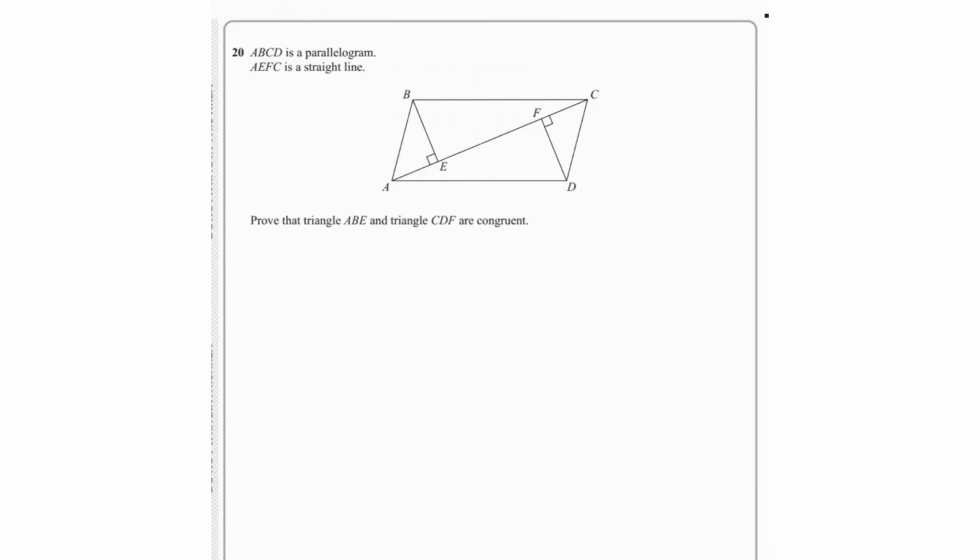Then it says ABCD is a parallelogram and AEFC is a straight line. Prove that the triangle ABE and triangle CDF are congruent. So if they're congruent, first we need to see that it's a parallelogram, okay? So this angle is alternate to this angle. Because if two lines are parallel, the transversal passing through the two lines gives us alternate angles, and alternate angles are equal.